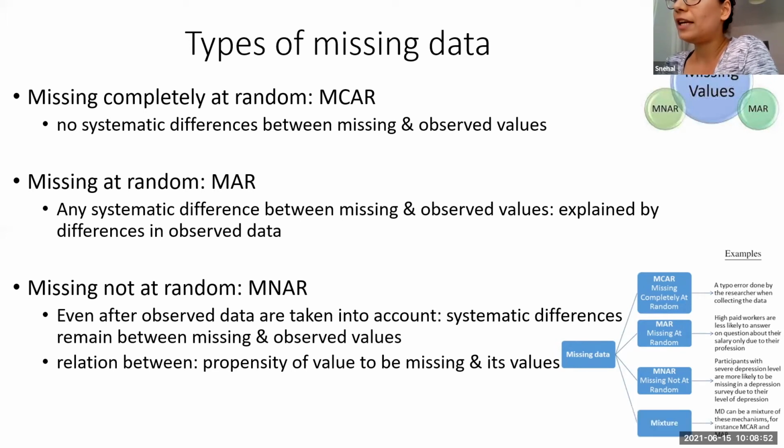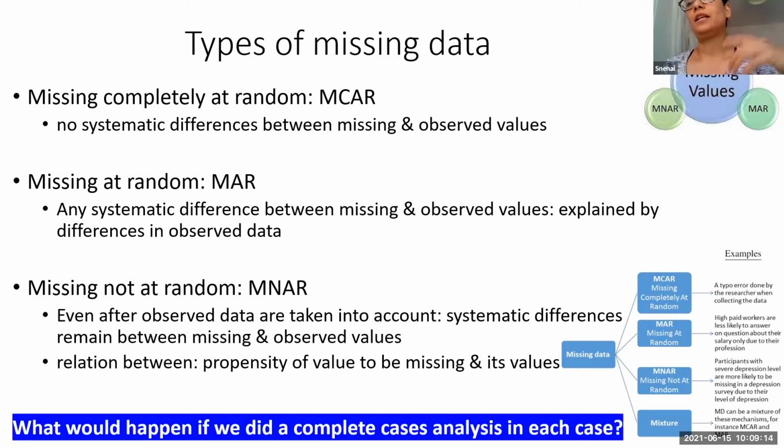And just to say that in real life, you're probably going to have a mixture of these three different types of missing data. Your data set is probably not just going to be completely missing at random or completely missing not at random. It might be a mix of the two. But for a moment, let's just assume we have these three different distinct types of missing data in our data sets. And we ask, well, what would happen if we did a complete case analysis in each case?